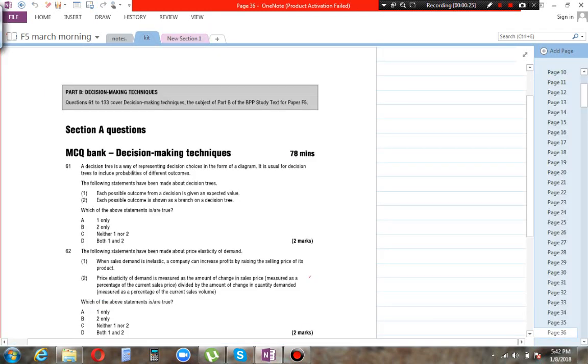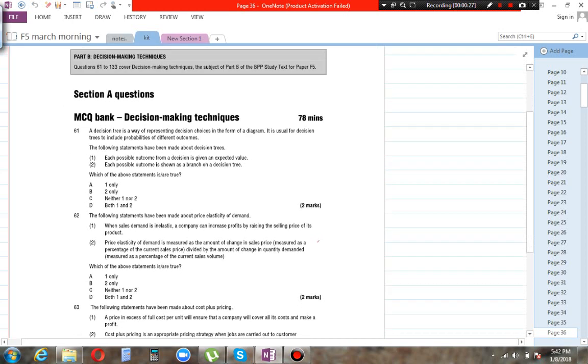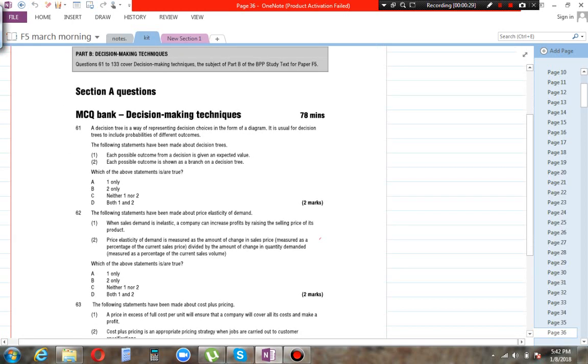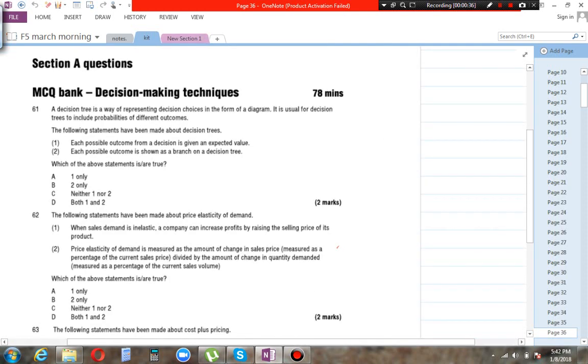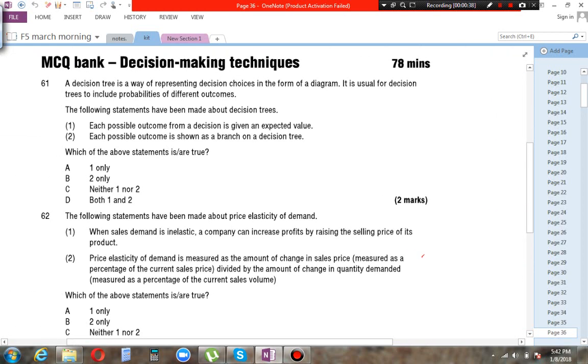So let's start. We'll start from question number 61, and it says, which of the above statements is or are true? A decision tree is a way of representing decision choices in the form of a diagram. It is usual for a decision tree to include probabilities of different outcomes. Alright. What about the statement now?